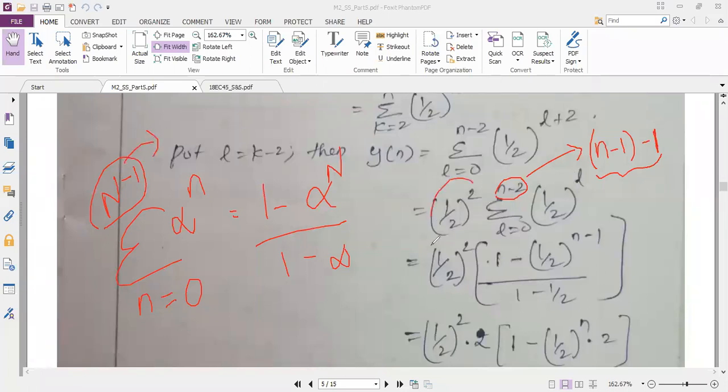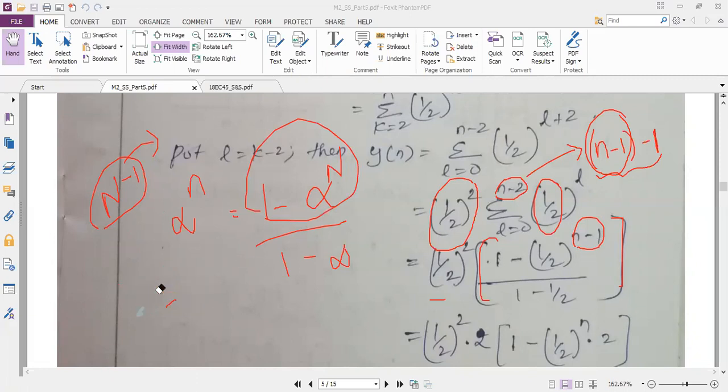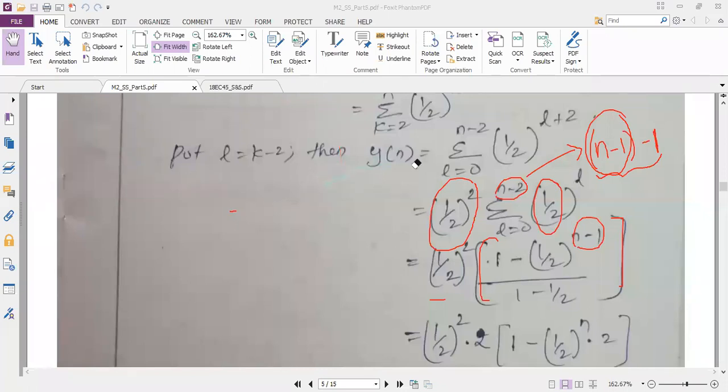So outside the summation, it is 1 by 2 power 2. That remains same. So inside, I am replacing with the formula now. 1 minus alpha power n. In place of alpha, I have 1 by 2. So in place of capital N, here I have n minus 1. So 1 minus 1 by 2 power, in place of n I have n minus 1, divided by 1 minus alpha. So after this, you know the further simplification. I want you to try the simplification by yourself. So successfully I have applied the formula. So my work is done.